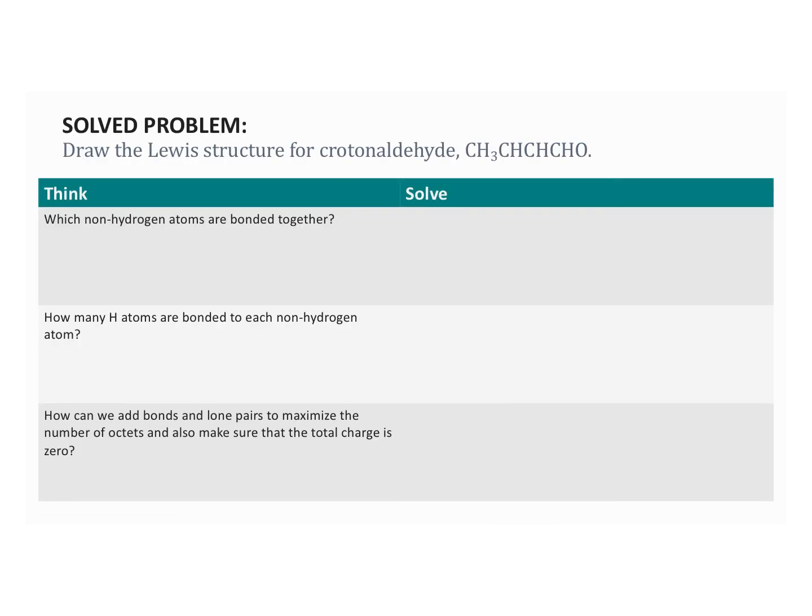So, let's practice. Let's draw the Lewis structure for crotonaldehyde, which is shown here. The first thing you need to ask yourself is, which non-hydrogen atoms are bonded together? So I'm going to look here and say, okay, this is how I do it. I draw out my carbons: 1, 2, 3, 4. There are only 4, and then the oxygen right there. Notice I leave quite a bit of space because I know I'm going to have to draw in some hydrogens.